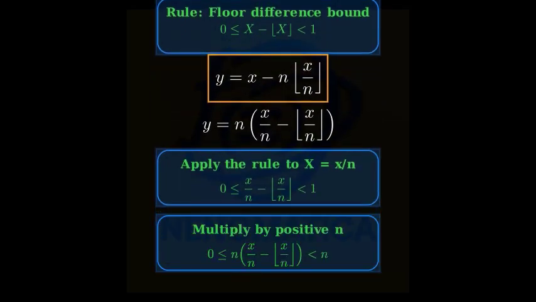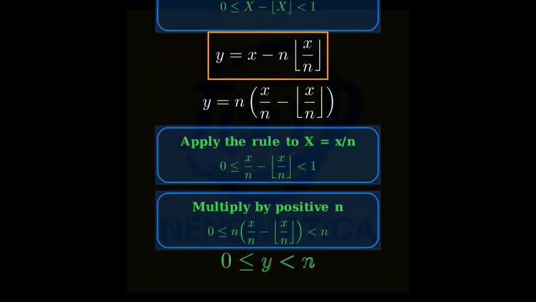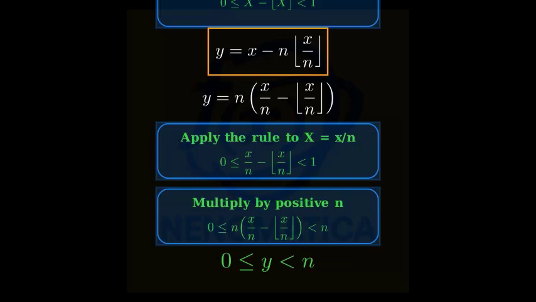Step 4. Now multiply the entire inequality by n. We will assume n is a positive constant. Then we obtain 0 is less than or equal to n times parenthesis x over n minus floor of x over n close parenthesis, which is less than n. Step 5. The expression in the middle is exactly y. Therefore, the range of y is all real values from 0 inclusive up to n exclusive.